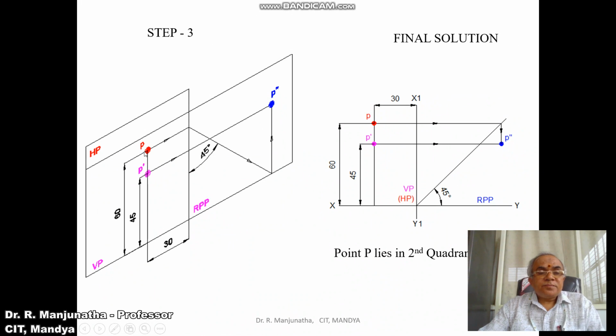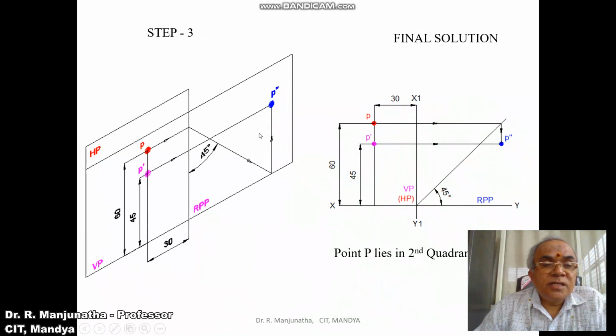Now we need to take the profile view. When you look from the right side view, we can see the distance above HP, that is 45 mm. Even in the profile view, the distance of 45 mm is considered here itself. Then you draw a horizontal projector from here to the profile view, so you get this above HP distance.